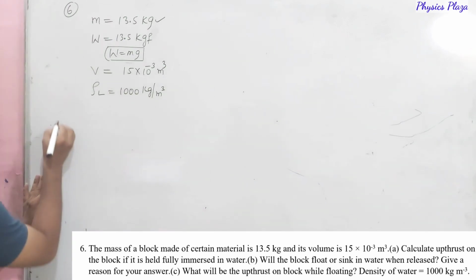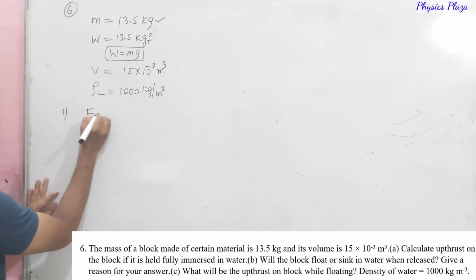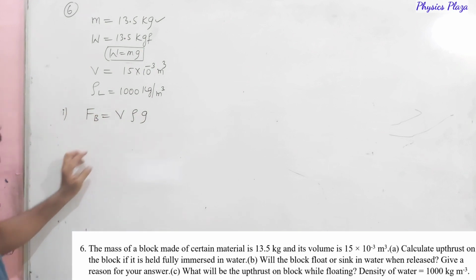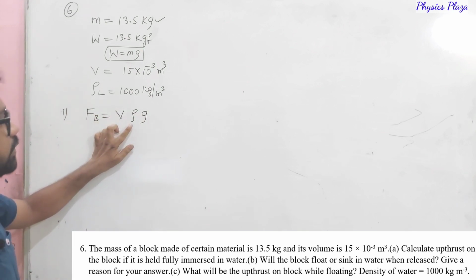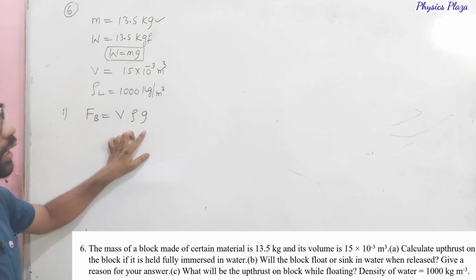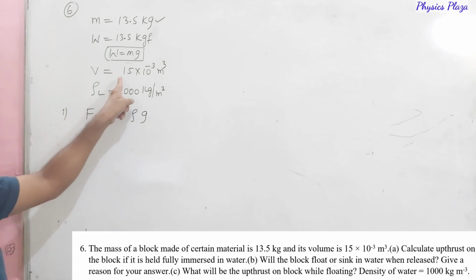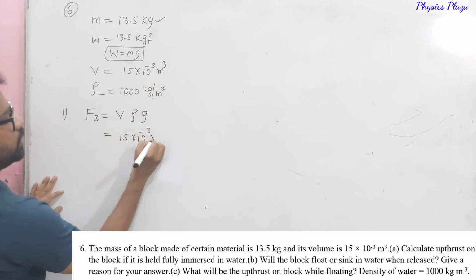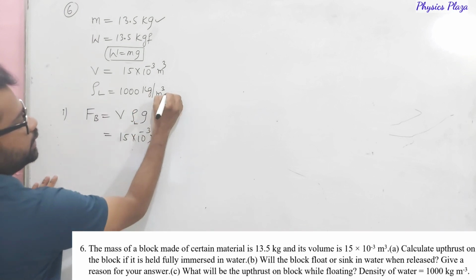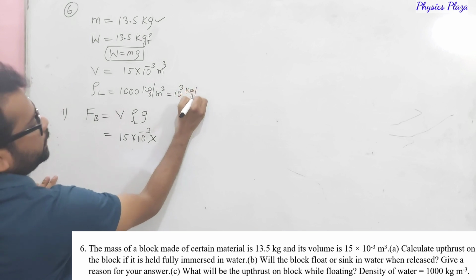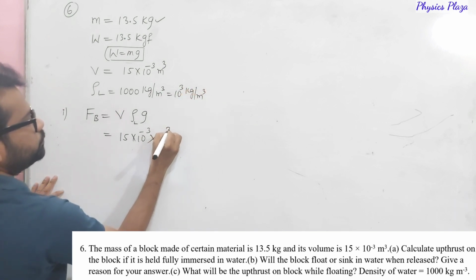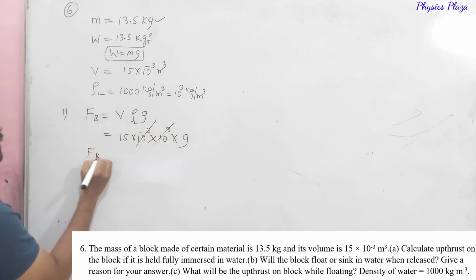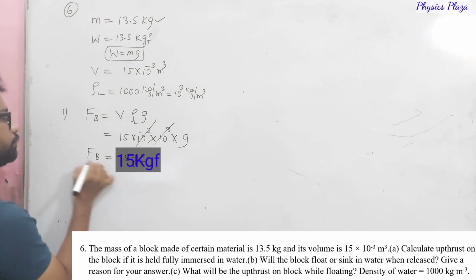Okay. First, let us calculate the buoyant force acting, children. The buoyant force formula is V rho G, that is the volume of the solid, the density of the liquid, and the value of G. The volume of the solid is given: 15 into 10 power minus 3. The density of the liquid is 1000, which can be written as 10 power 3 kg per meter cube. Let us substitute 10 power 3 into G. Both will get cancelled. So the buoyant force is equal to 15 kgf.